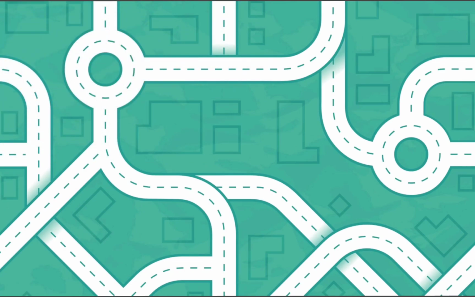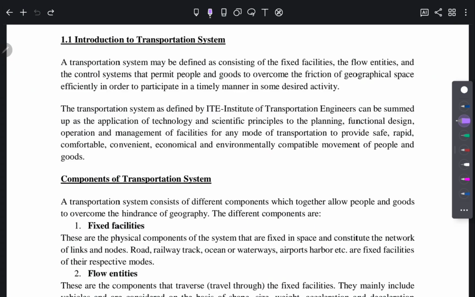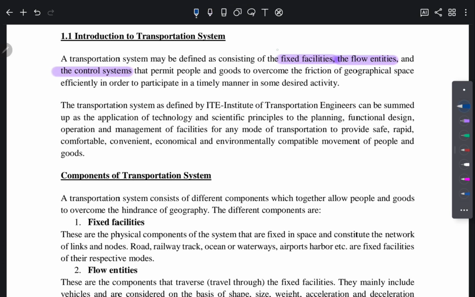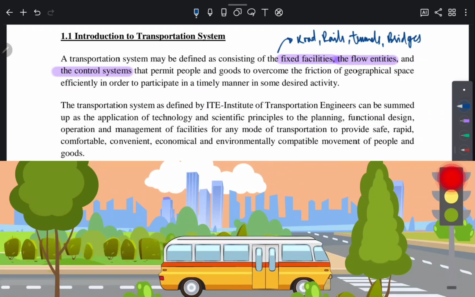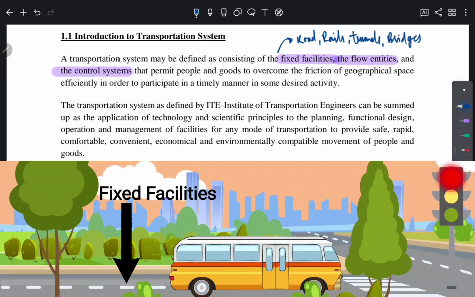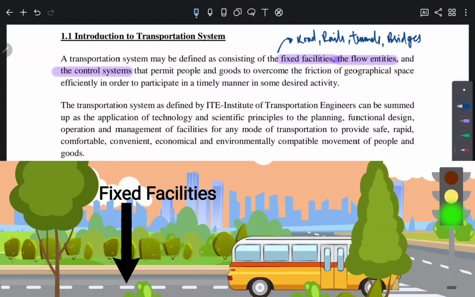So first we will understand what a transportation system is. A transportation system consists of three major components. First is fixed facilities, then the flow entities and its control systems. Fixed facilities include roads, rails, tunnels, bridges and any facilities that are fixed. Basically these are the infrastructure where vehicles move.